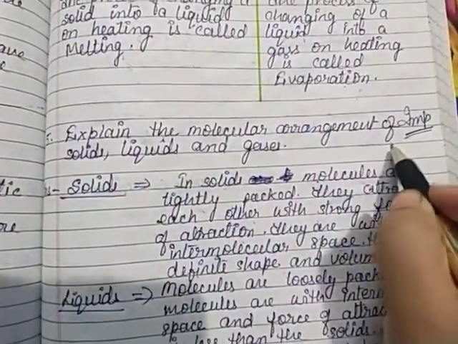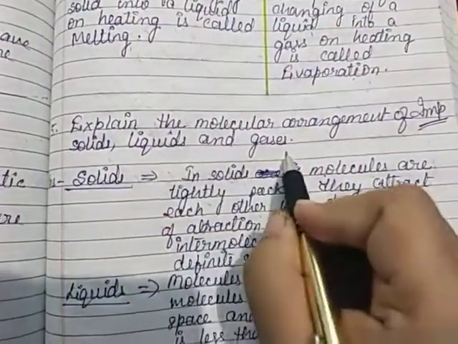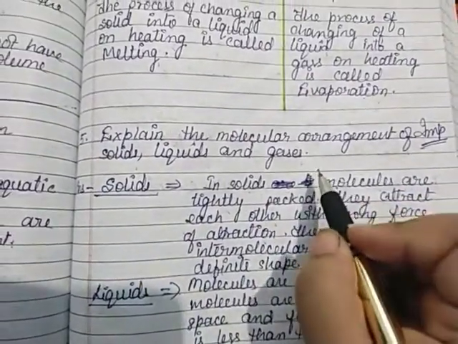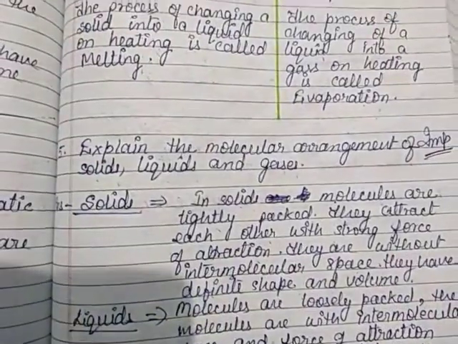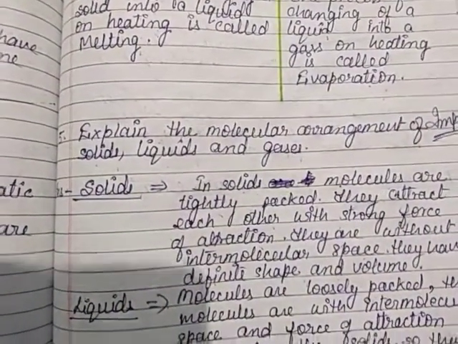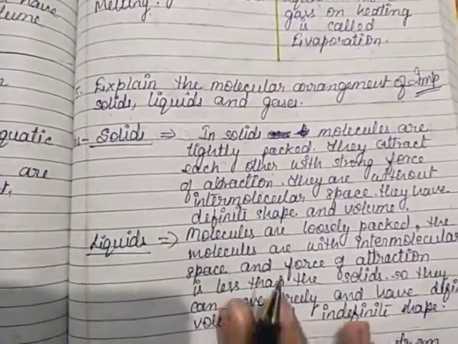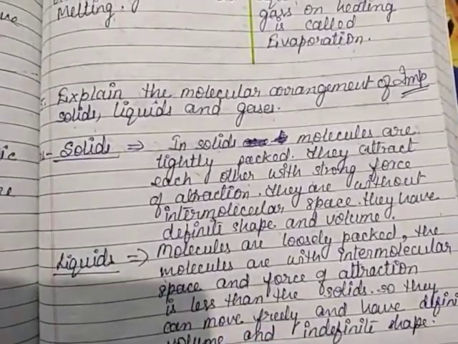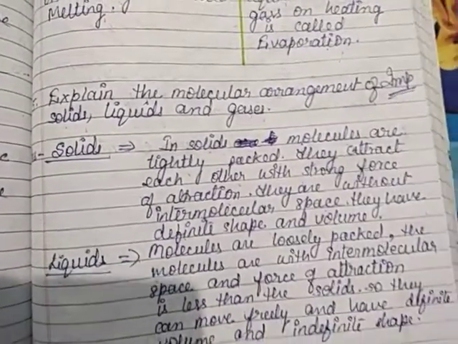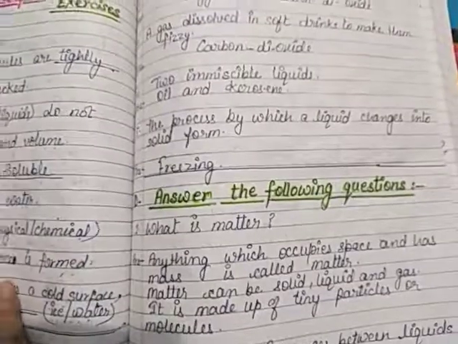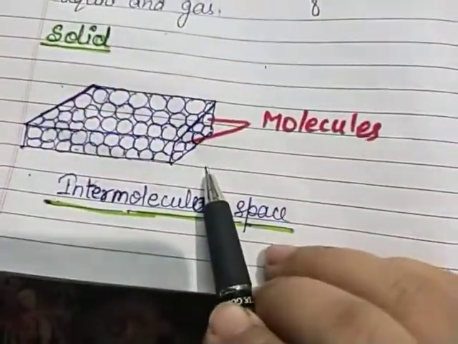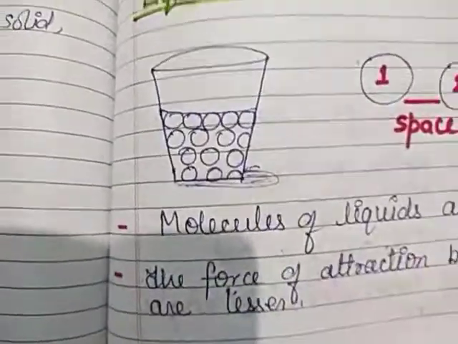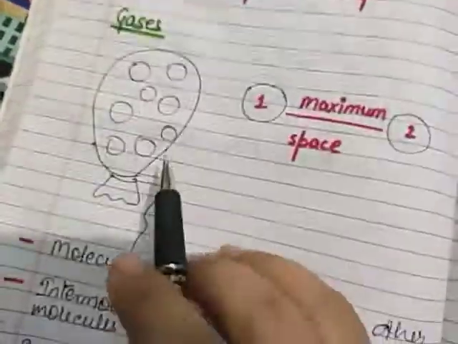Explain the molecular arrangement of solids, liquids and gases. We have learned the structure of solids, liquids and gases. Now we will write the answers. We have all made the diagrams. I think you remember: this is the diagram of solid, this is the diagram of liquid, and this is the diagram of gas.